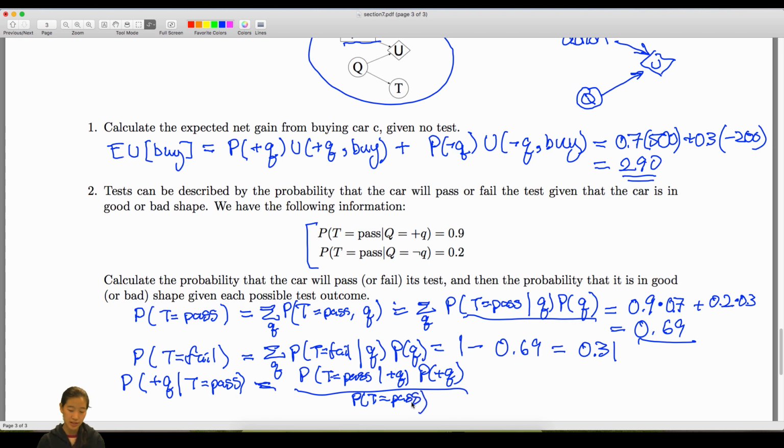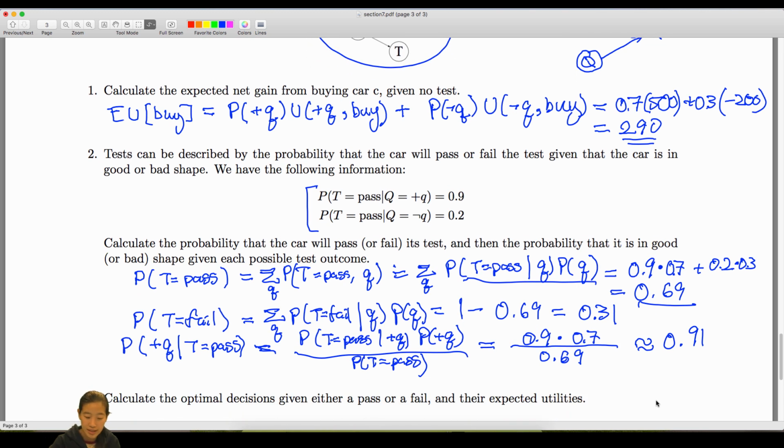So we're going to see that we actually have all these values, which is very nice for us. We can just plug the values in. We get 0.9, which is from above, multiplied by 0.7, which is the probability that the quality is good, divided by the value that we saw here, which is 0.69. So this is approximately equal to 0.91. So we can see that if the test passes, we have a very high chance that the quality is also good. Let's see, if the test fails, what is the probability that it is good?